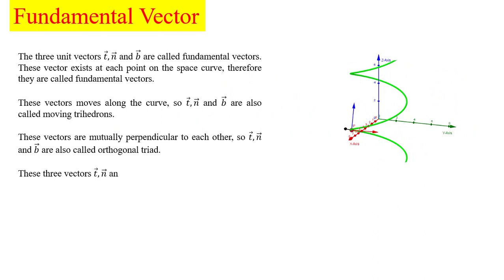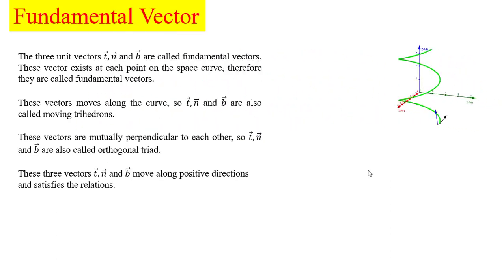These three vectors T, N and B move along positive directions and satisfy the relations. Here T dot T equals 1, N dot N equals 1 and B dot B equals 1. Also T cross T equals 0, N cross N equals 0 and B cross B equals 0.